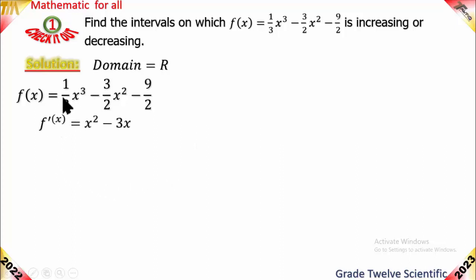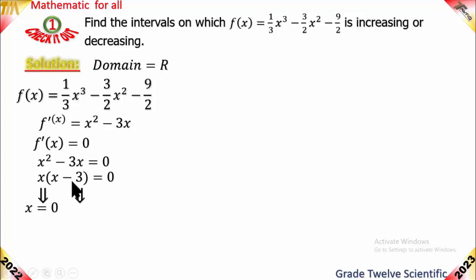The derivative of 1 over 3 x cubed, cancelling 3 with 3, remains x squared, minus, cancelling 2 with 2, remains 3x to the power 1. And now make the derivative equal to 0, then x squared minus 3x is equal to 0. Take x as a common factor, x times x minus 3. When x is 0, or when x minus 3 is 0, then x is 3. You have two critical points.